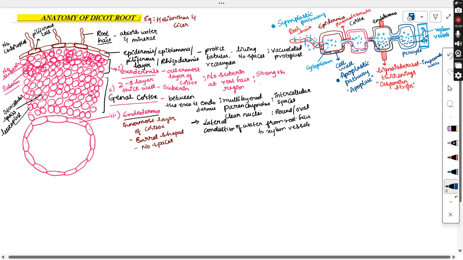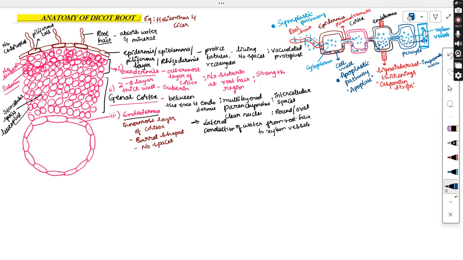So what is the use of the Casparian strips? If Casparian strips are absent, the water goes to the cell wall of the endodermis, then reaches the cell wall of the pericycle. Instead of reaching the xylem, it will go back to the cell wall of the pericycle, endodermis, cortex, epidermis. So the water keeps on circulating in the cell wall. That is the reason we have these Casparian strips. The main function of the endodermis is to guide the water so it can reach the xylem for further transportation.